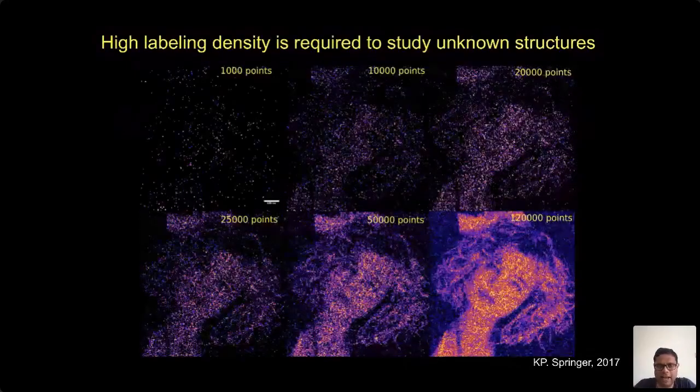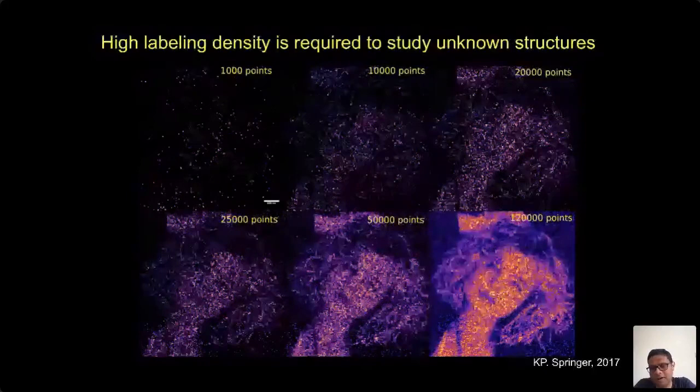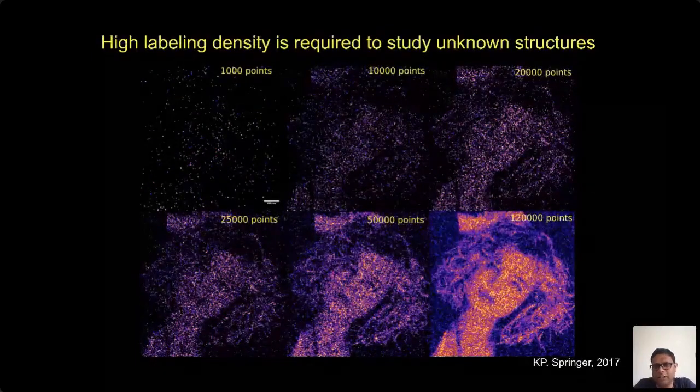By signal density, I mean you really need a high labeling of the sample to really know the unknown structures. For example, often you would be imaging some structures, right? If you are imaging structures above 200 nanometers, you can use confocal. But if you are looking at something from 20 to 200 nanometers, then you often don't know the structure, and then you really need some high signal density.